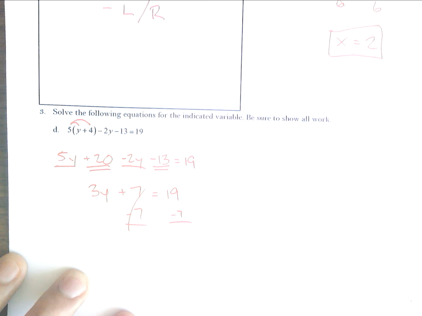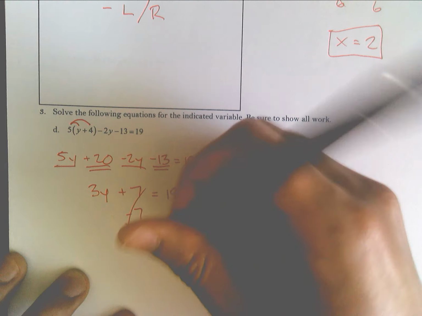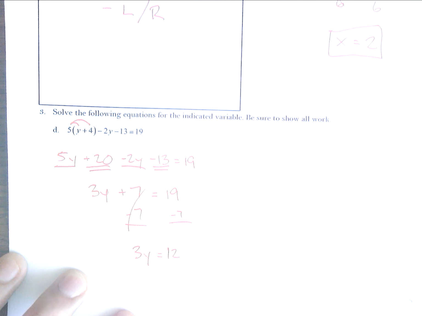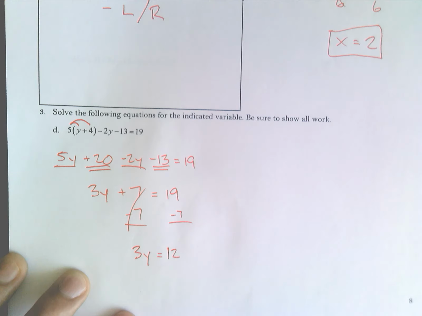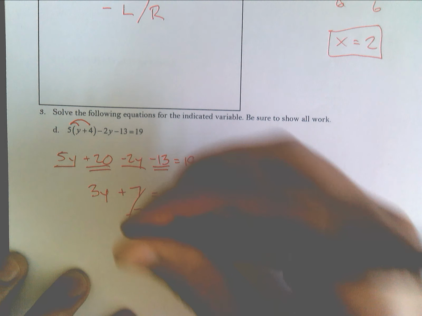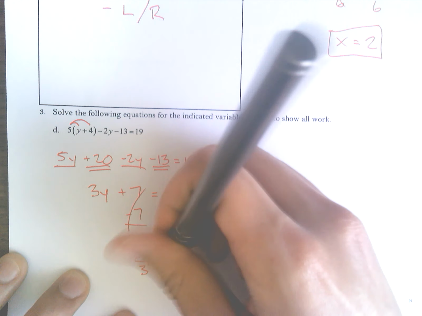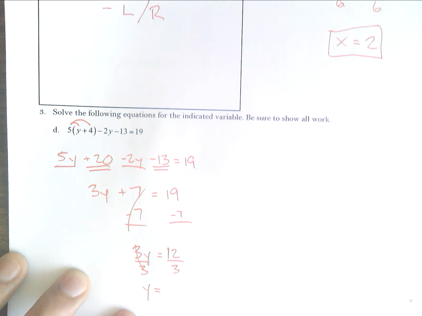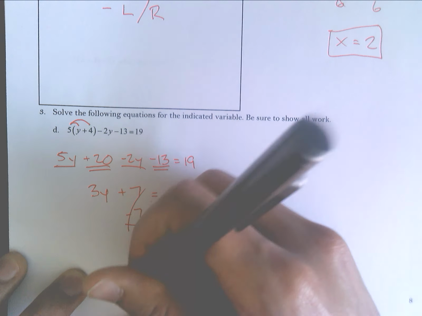So the plus 7 and minus 7 cancel. 19 minus 7 is 12. And then we bring down the 3y. Our last step, we have 3 times y. We divide by 3. We divide both sides by 3, and we get y equals, well, 12 divided by 3, you can plug that in your calculator, or if you know it, y equals 4.